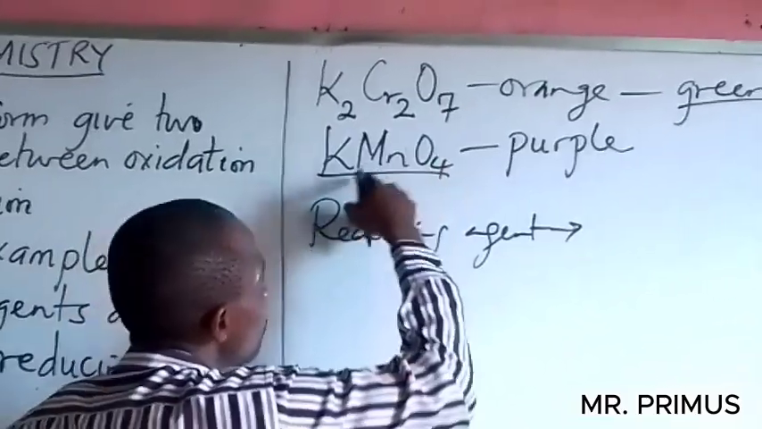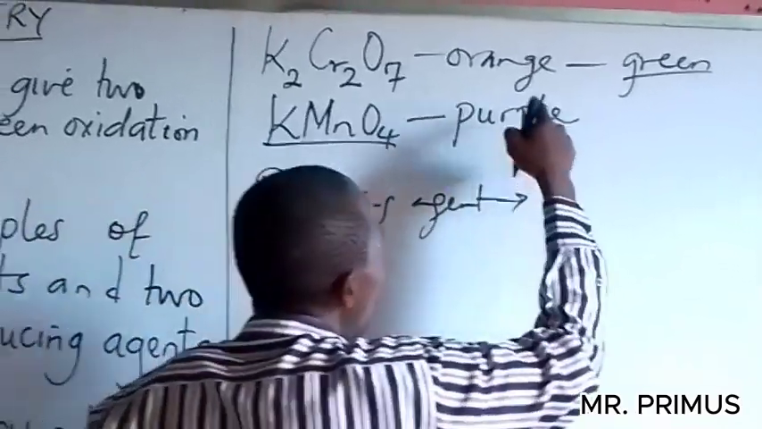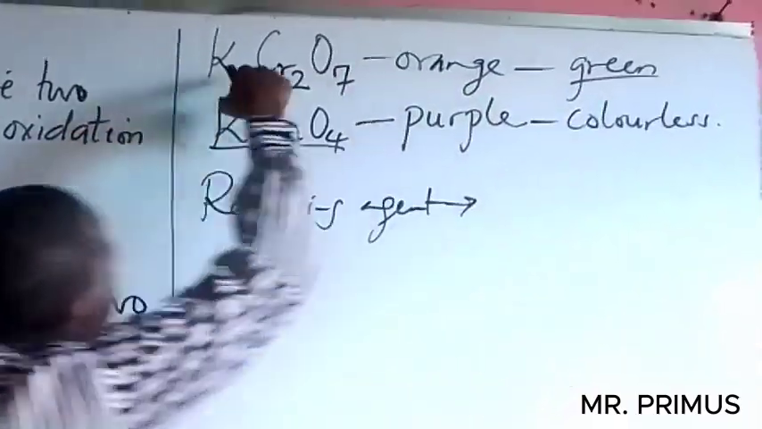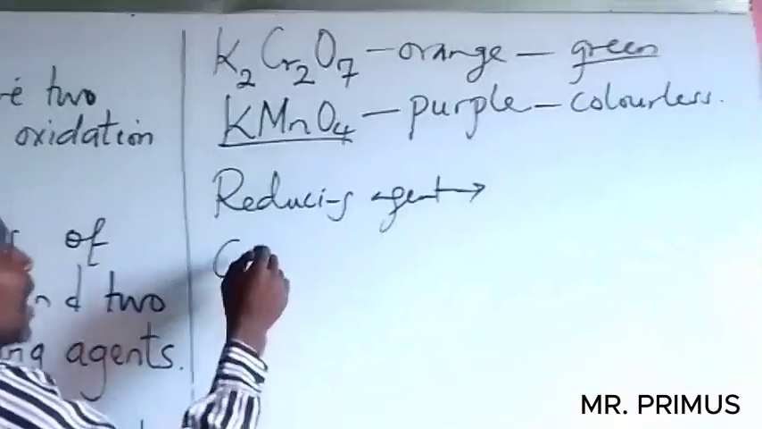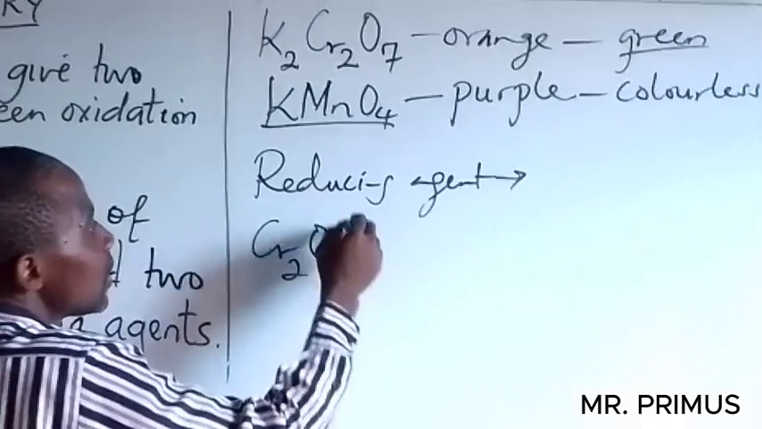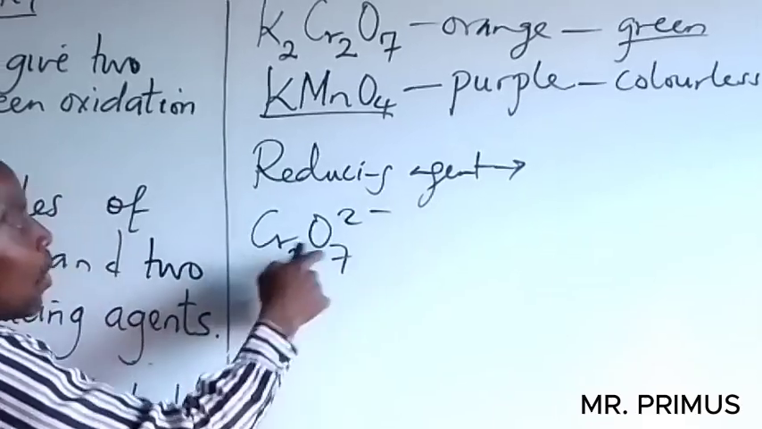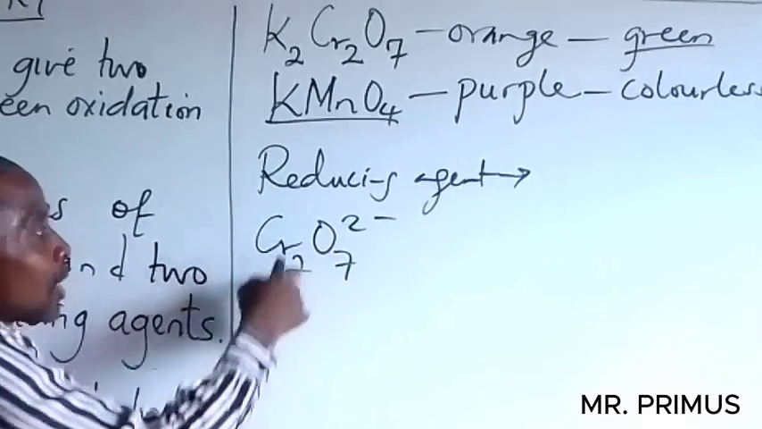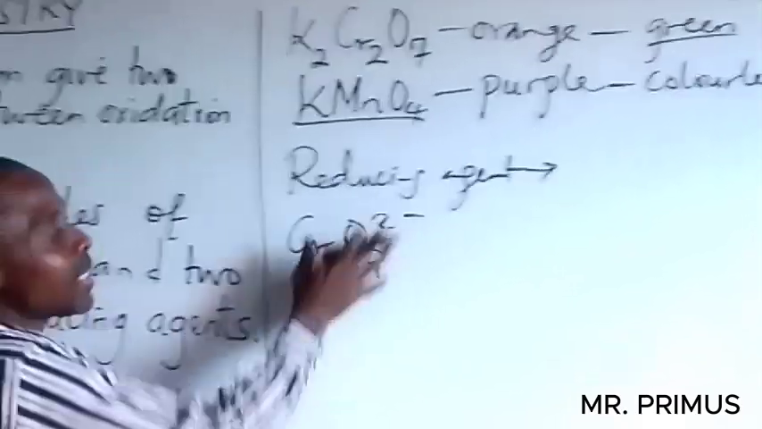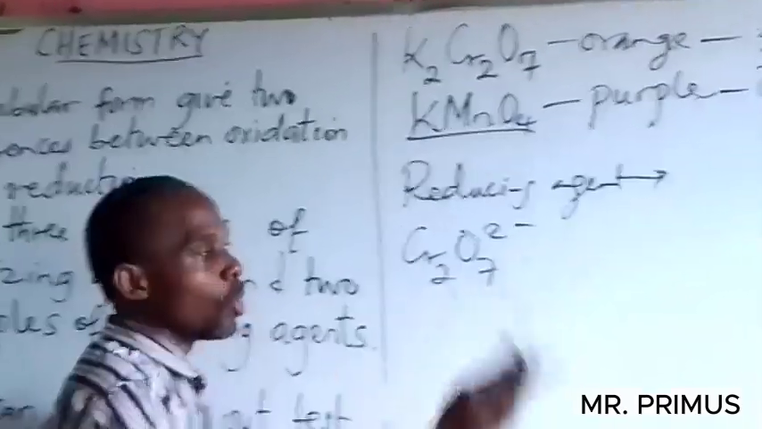Then if it is potassium tetraoxomanganate 7, it turns from purple to what? Colorless. Now let me ask you, why would this thing change from orange to green? That is another question. Look at this. If you have this heptaoxodichromate 6, 2 minus, I have taught students how this works. Okay, let me teach you why it is heptaoxodichromate 6.